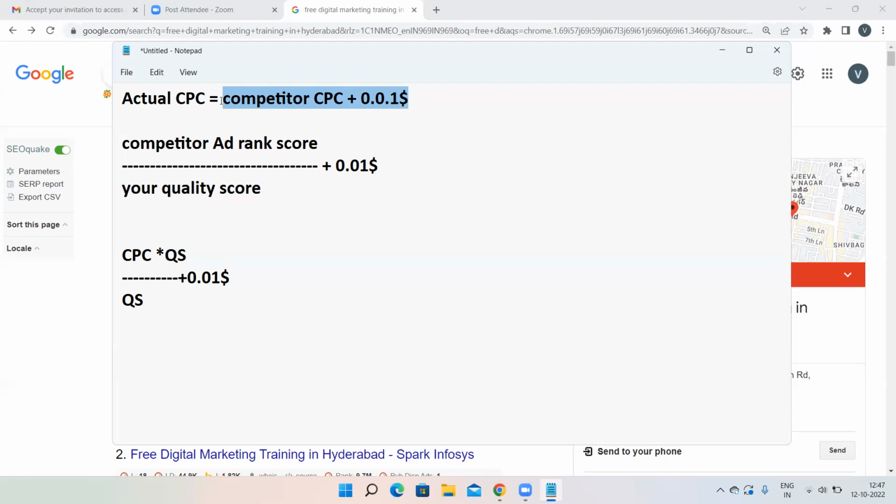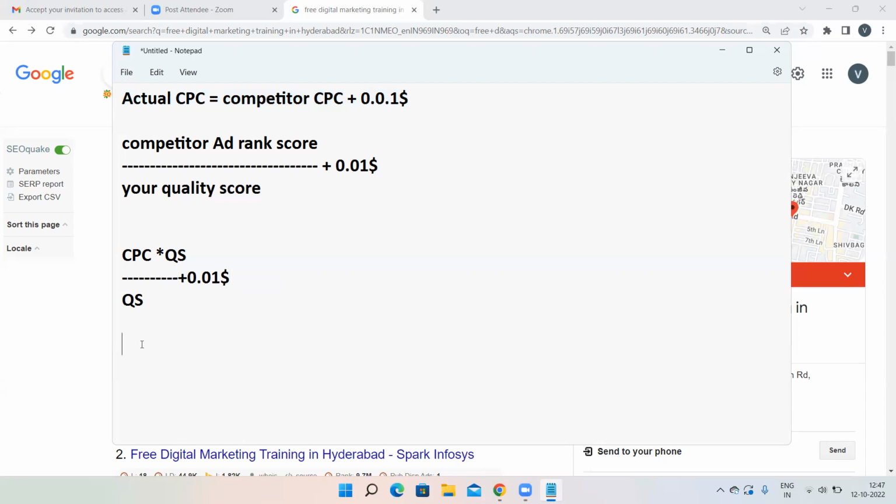So did I get the same formula? If quality score gets cancelled, then it will be CPC plus $0.01, which is my basic formula itself. Am I right? So this is the formula of actual CPC.